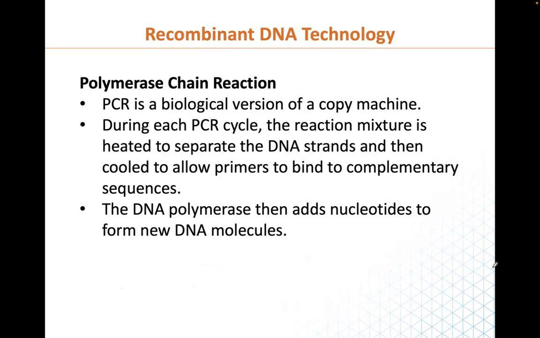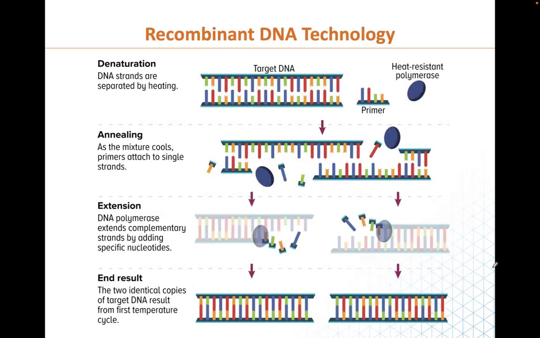During each PCR cycle, the reaction mixture is heated. When you heat the mixture, it helps to separate the double-stranded DNA. And when you cool it down, it allows the newly formed DNA strands to combine with the old ones. So this helps to increase the number of the fragments. The DNA polymerase then adds nucleotides to form new molecules. This is the example of what I'm talking about.